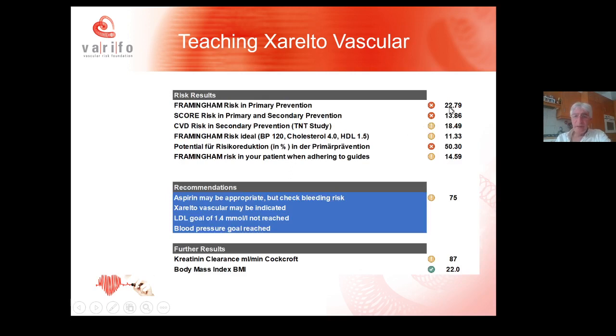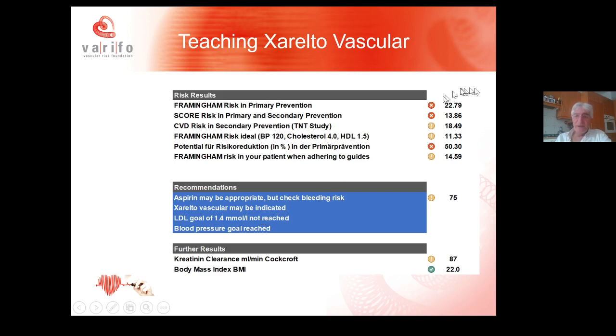We have the Framingham risk, we have the SCORE risk of the same patient, and the CVD risk in secondary prevention based on the TNT study by Dorstein, as mentioned previously. And we see what can be done with intervention regarding risk lowering. We see if aspirin may be indicated, with a number needed to treat minus a number needed to harm. And we see here whether Xarelto Vascular may be indicated or not, and what is the goal of LDL.